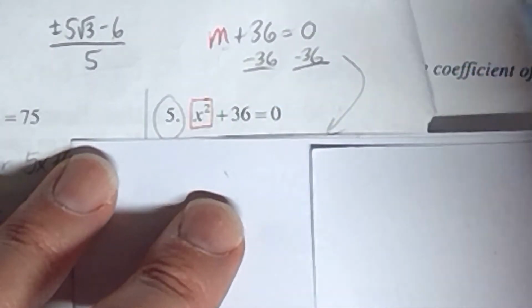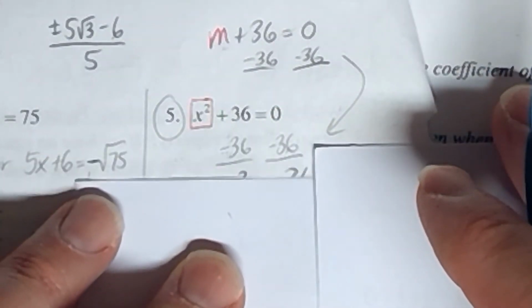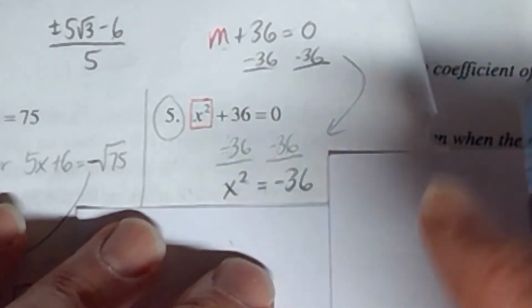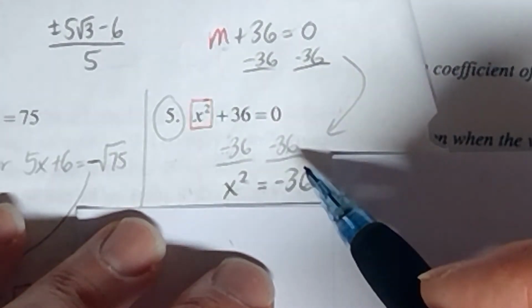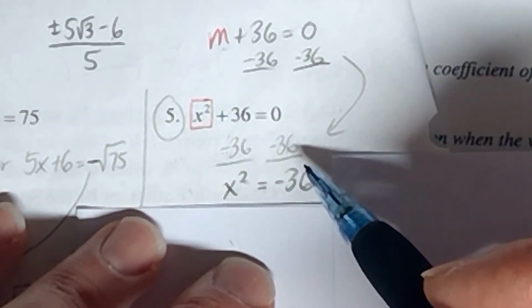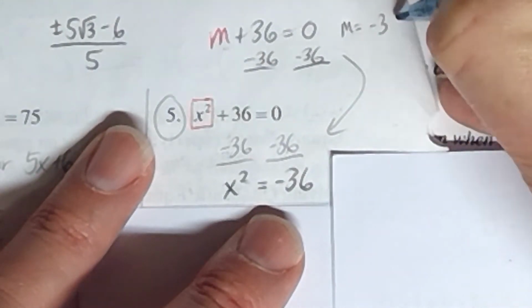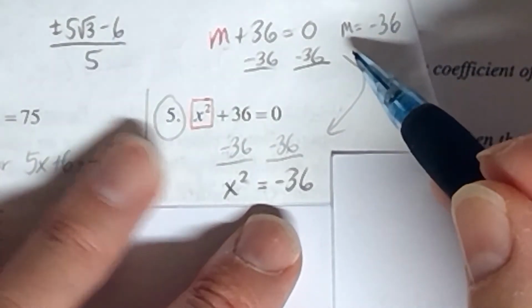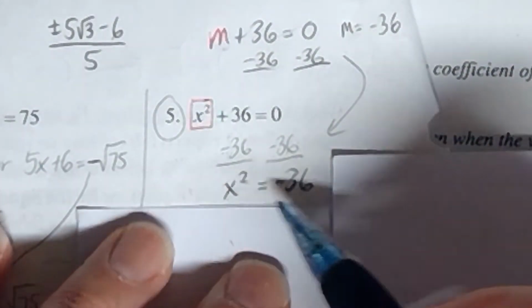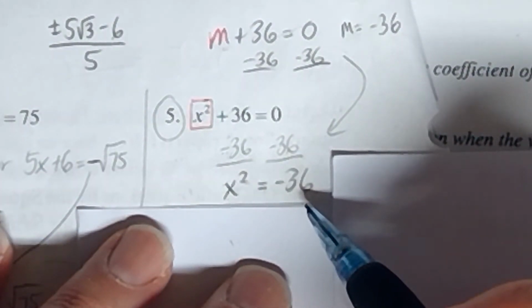We move over the 36. That gets m by itself. And so in the same way here, we move the 36 over in the real problem. This is m equal to -36, I didn't write that down, but if you want to see that. And so in the same way, this is x squared equal to -36.